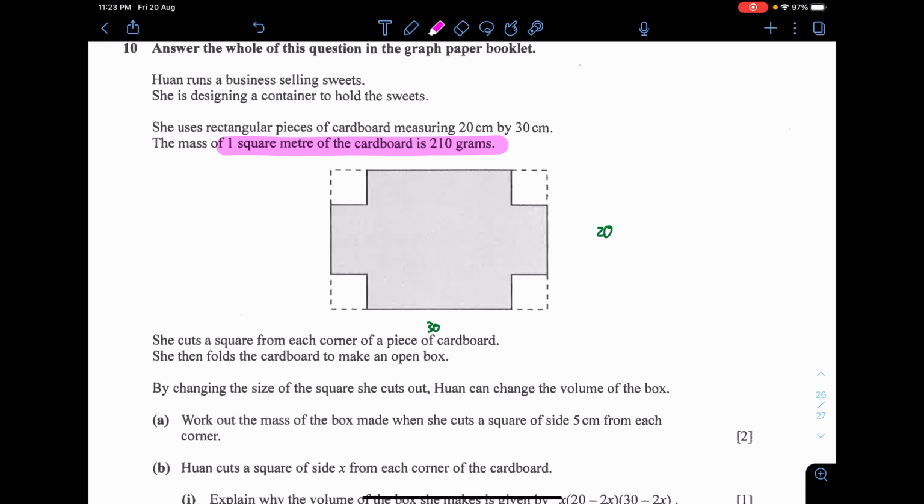If you have difficulty imagining why there is this shaded picture in the paper, this is the cardboard that you actually cut down. How do you actually make a box? Well, think about it, the dotted lines are the part that you're going to fold upwards. If you fold it upwards, then you will get some kind of a box.